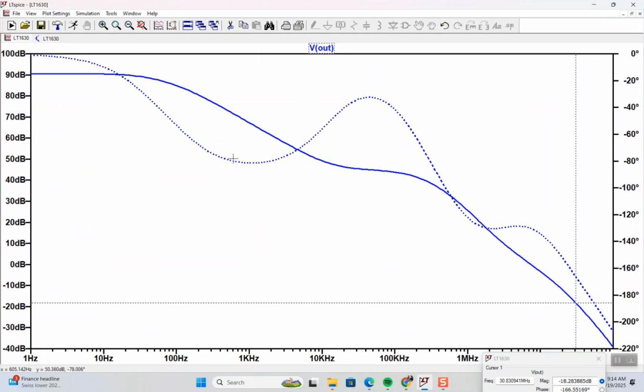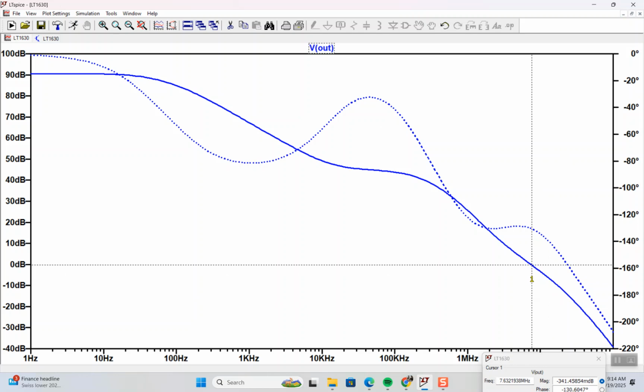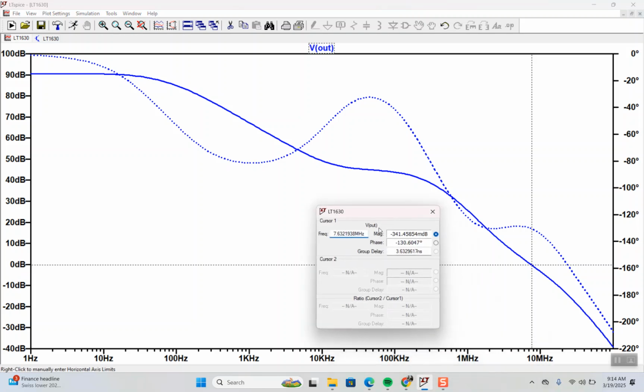But really, let's double check. They said it was a 30 megahertz part. So here's 0 dB. What frequency are we getting? Hmm. I don't like that. I mean, did we all see that it said 30 megahertz? Hmm. So the gain bandwidth is actually 7.6 megahertz.